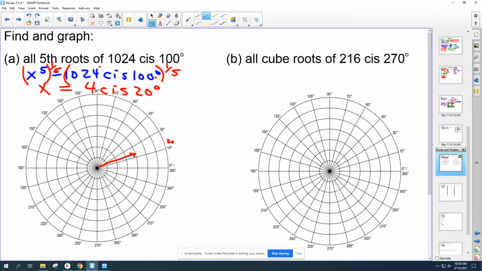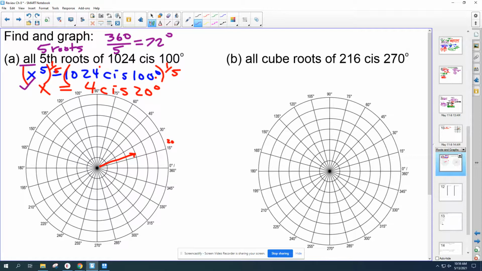That's 4 cis 20. Now, you also have to realize that if we're doing the fifth roots and find all fifth roots, there are 5 of those roots. The first part of the nth root theorem tells me what the first one is, 4 cis 20. But then the next part tells you how to get the other 4. If there are 5 solutions, they are spread equally throughout the plane. And 360 divided by 5 is 72 degrees. What that means is each of those vectors is 72 degrees apart.